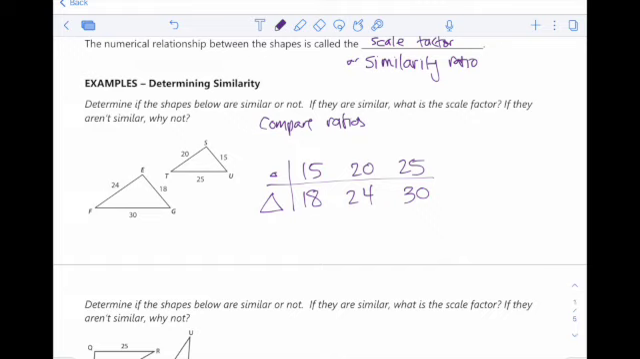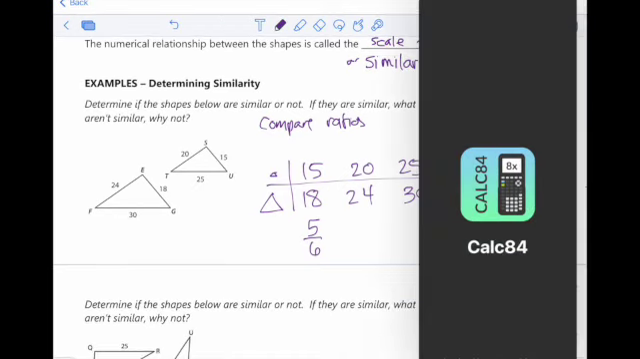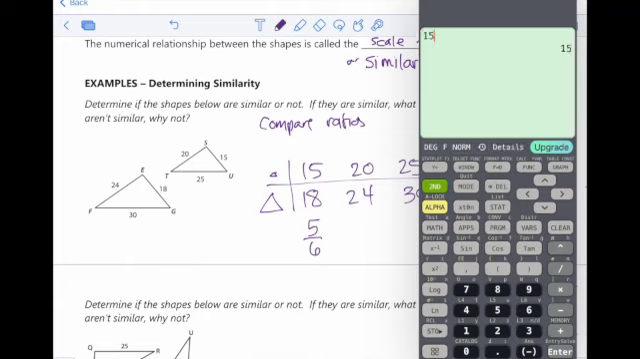So 15 over 18, those are both divisible by 3. That's 5/6. Now, here's the cool thing. If you're not great at reducing fractions, never fear, your calculator is here. If you want to do 15 divided by 18, great, it does it for you. If it doesn't show up automatically for you, there's this FD button right here. Just hit that FD button until you see this F right here. That says that you're going to be in fraction mode instead of decimal mode. And then when you do it next, it'll give you the fraction, okay?